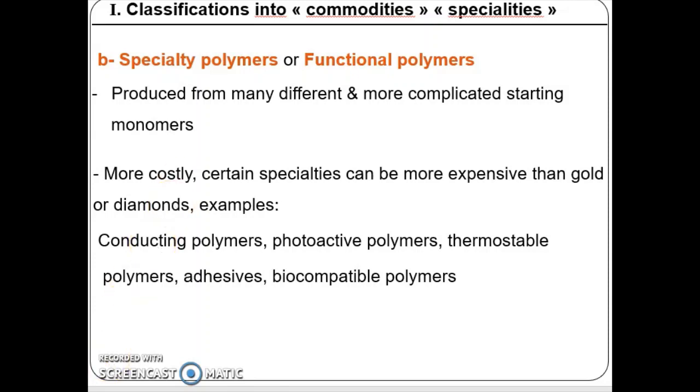Examples of such polymers are conducting polymers, which are widely used in biomedical applications. Compared with traditional metal or semiconductor materials, these functional conducting polymers are more biocompatible, so they are better to be used. Also, as other examples, we have photoactive polymers, thermostable polymers, and adhesives.